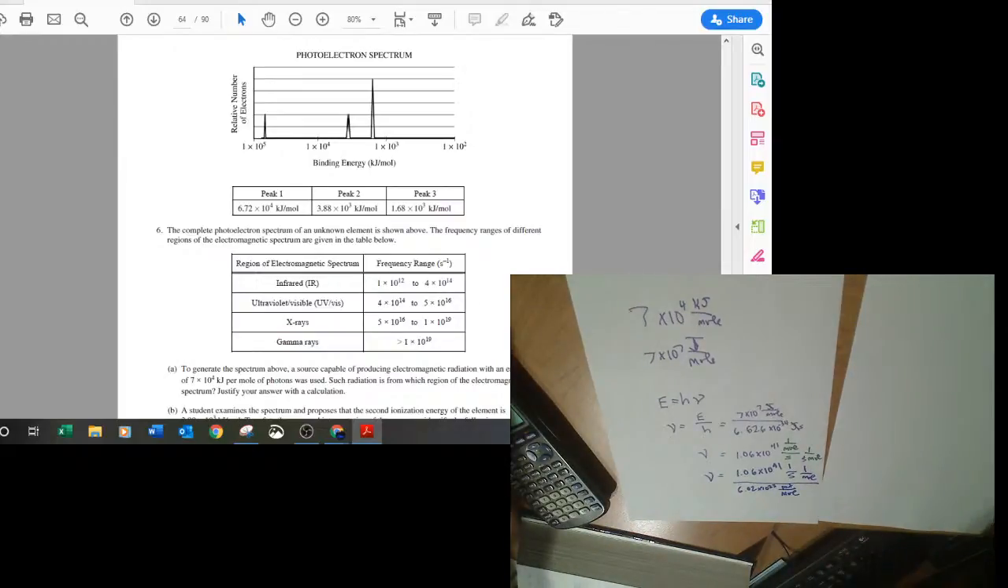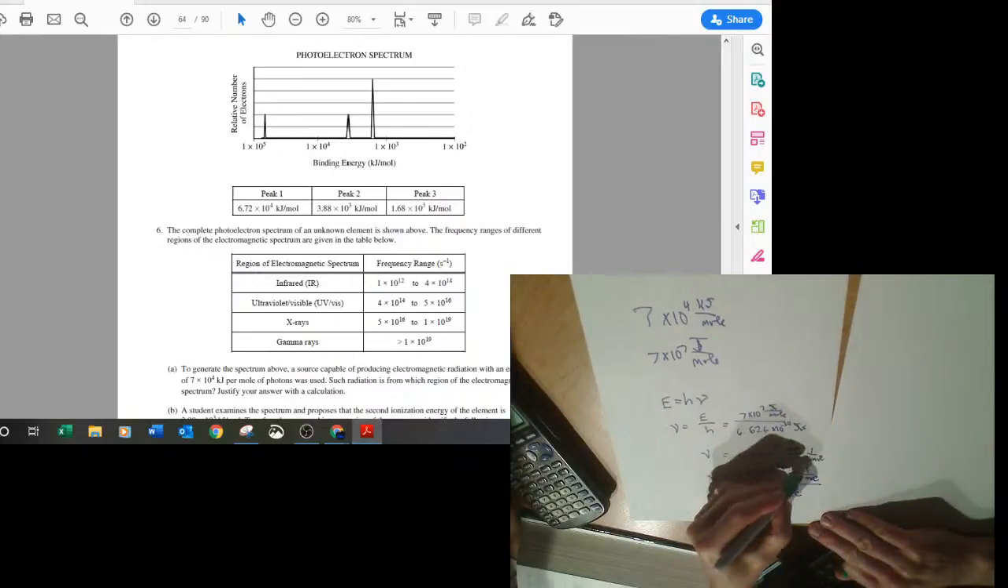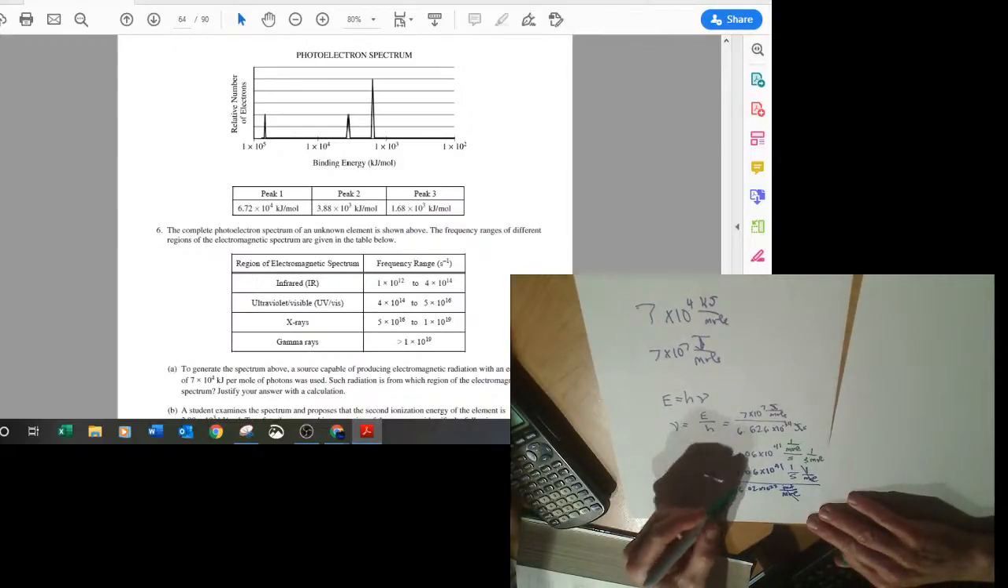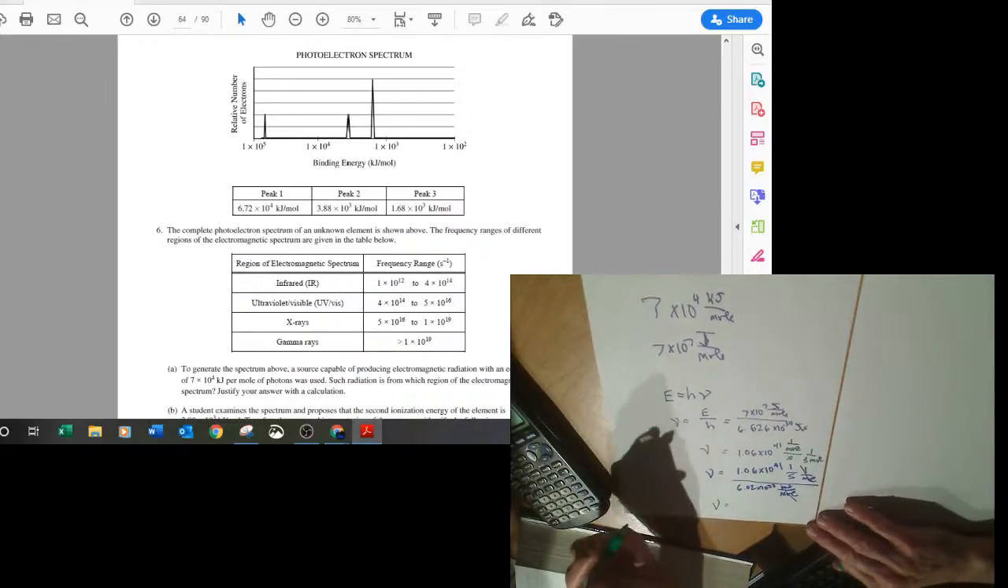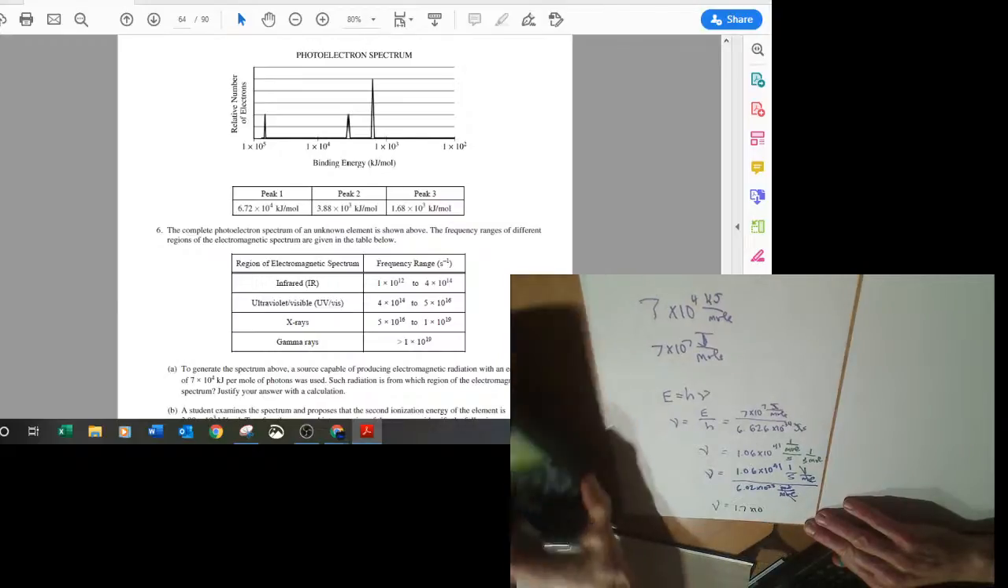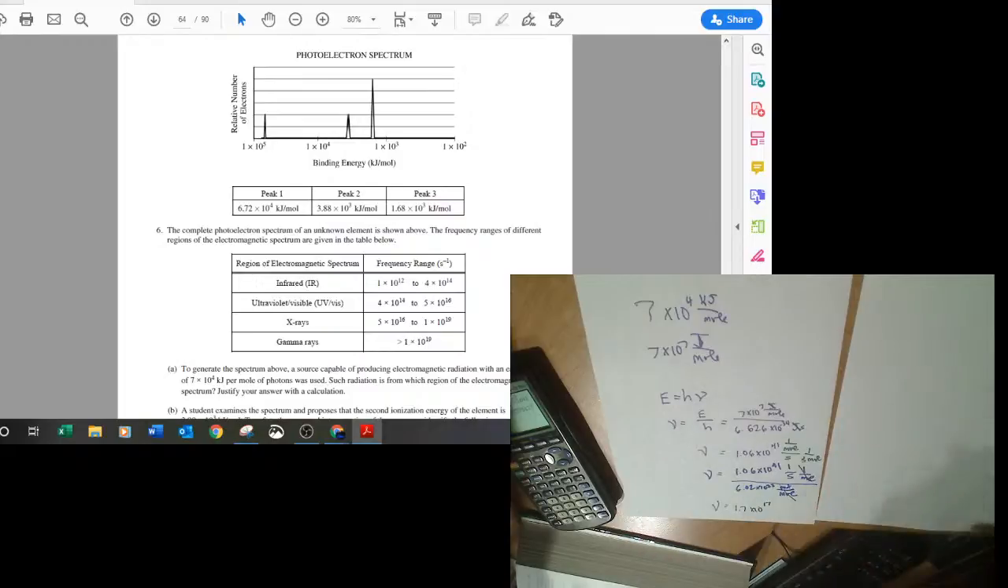Now, why that works out is because now we've got 1 over moles over 1 over moles. The 1 over moles cancel, and we've got frequency per particle, and the frequency per particle works out to be 1.7 times 10 to the 17th. And if we look at the problem, 10 to the 17th falls in the X-ray category. Okay.